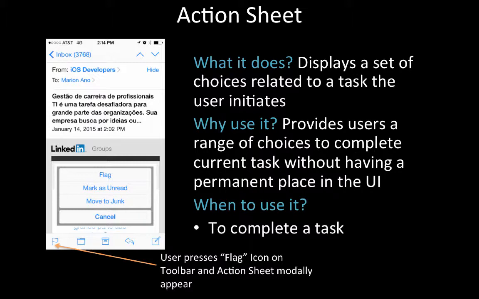So the action sheet image above comes from the iOS email app, or mail app. In the case of the email app, action sheets modally pop up from the bottom of the screen when the user taps on the flag icon, or any other icon for that matter in this toolbar here. So the user presses the flag icon, and this is the action sheet that modally appears, right? And it allows the user to complete a task.